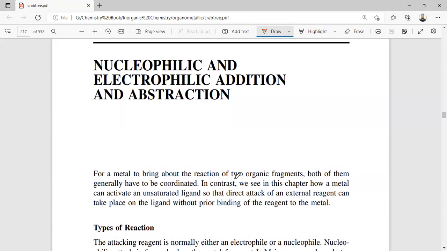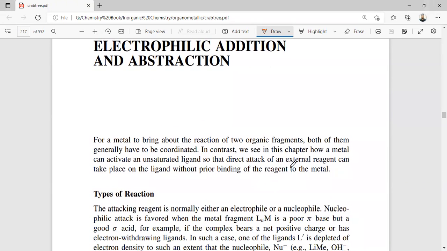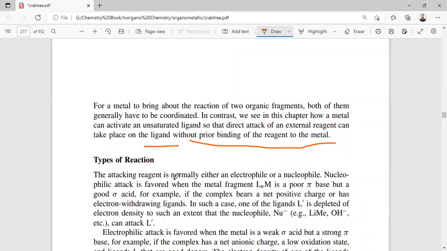So here, nucleophilic or electrophilic addition is to the ligand which is directly bound to the metal center. The incoming electrophile or nucleophile does not bind directly to the metal center; it will attack the ligand that is directly bound to the metal center. So first we discuss the types of reaction.